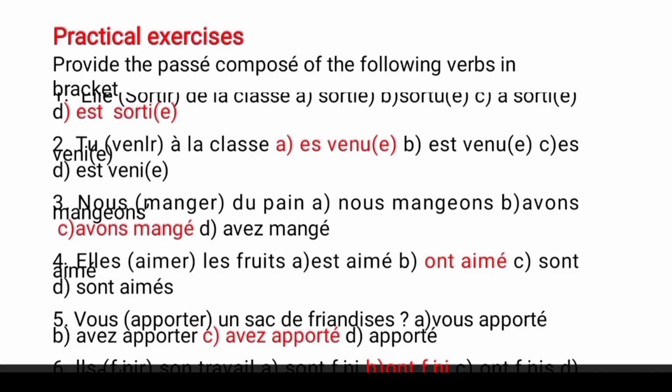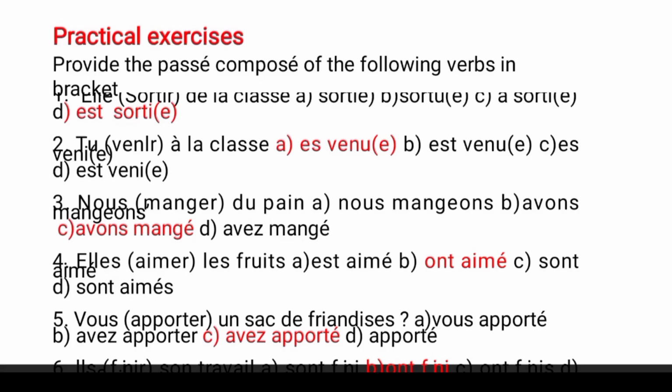The question is, this verb sortir, is it a movement verb or not? Yes, it's a movement verb. Okay, so the very first thing I need to do is use the verb être to conjugate the passé composé. That's the first thing. Number two, what is the participe passé of the verb? So I have my être, the participe passé, and I look at the number and the gender as far as the sentence is concerned. Elle is singular, feminine gender. So the answer is D. Elle est sortie.